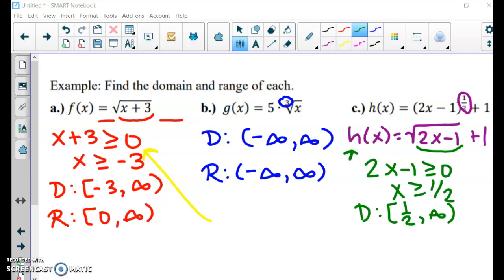Take a moment and see if your work looks similar to mine here in green. Now let's take a moment to think about the range of this h of x function. The smallest thing the square root can be is 0. However, we have this extra plus 1 here. So if the smallest thing that our square root can be is 0, but we added 1 to it, our range, instead of being from 0 to infinity, will change to 1 to infinity.